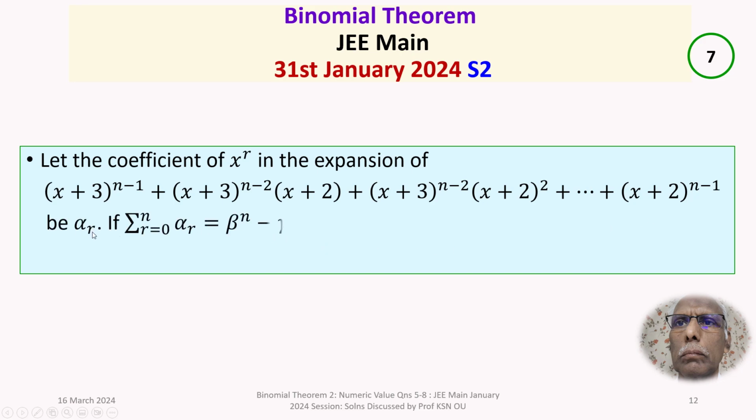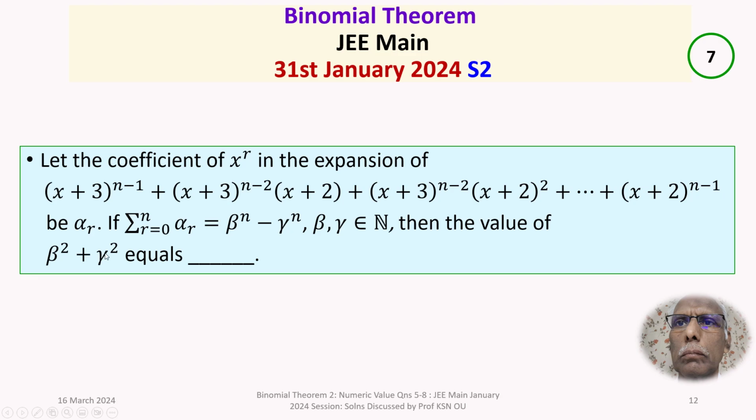The coefficient of x to the power of r in this expansion is alpha r. And if sigma r equal to 0 to n, alpha r is equal to beta power n minus gamma power n, where beta and gamma are natural numbers, then the value of beta square plus gamma square equals.